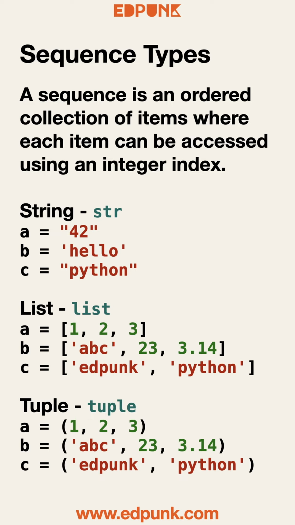A tuple is used to store a sequence of data of same or different type that cannot be modified. The items are enclosed within parentheses. Some example tuples are (1, 2, 3), which is a tuple of same types, ('abc', 23, 3.14), which is a collection of different types, and lastly, a tuple of strings.